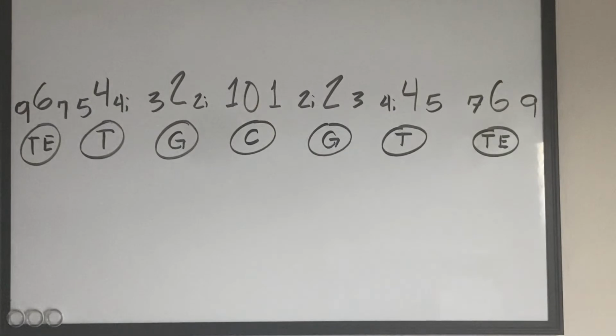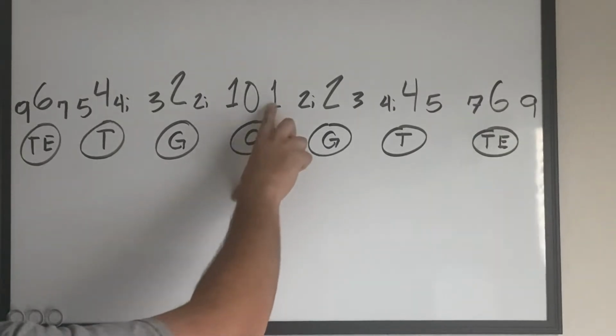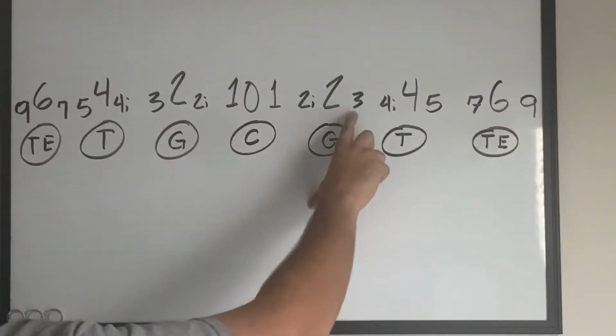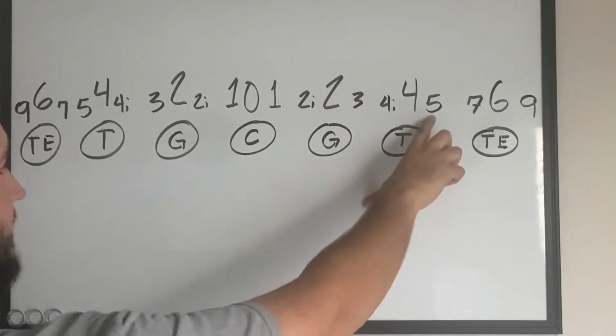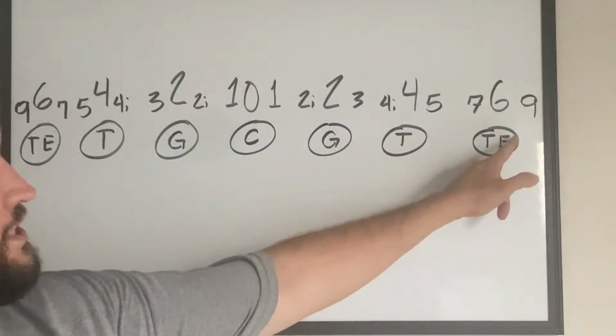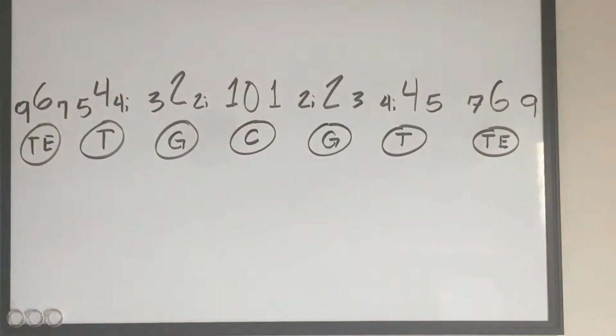Now anything outside shade of your offensive lineman is going to be an odd number. So outside shade of the center is a 1, outside shade of the guard is a 3, outside shade of the tackle is a 5, and outside shade of the tight end is a 9.